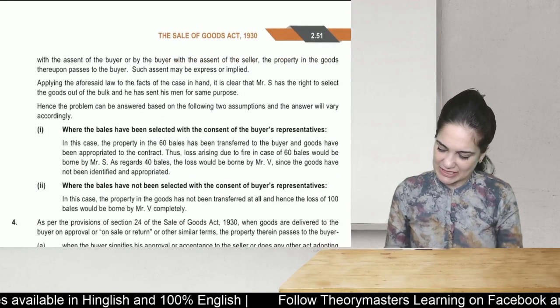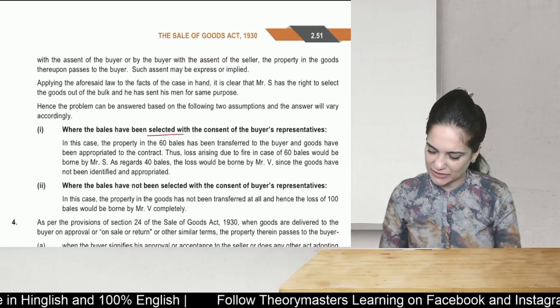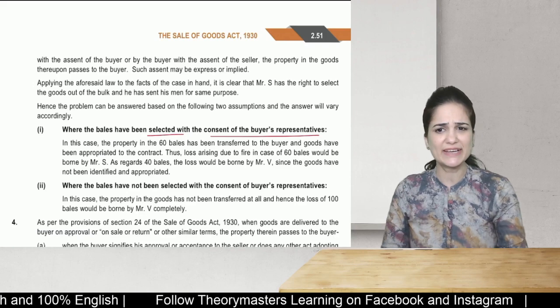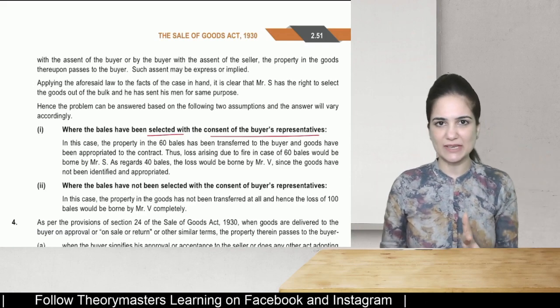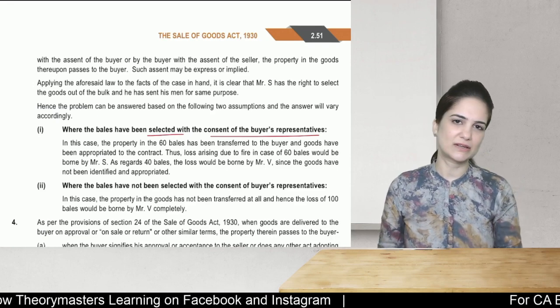So in this case, if the bales have been selected with the consent of buyer, which I think is yes, the ownership is transferred for those 60 units. For the remaining 40 bales, the seller will bear the loss.